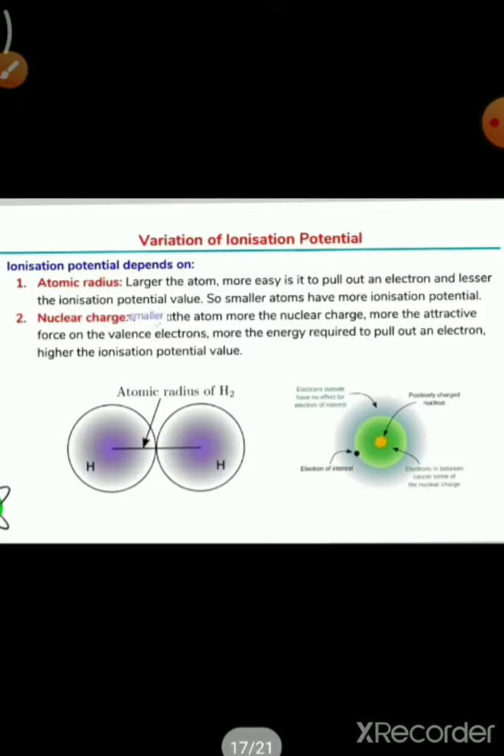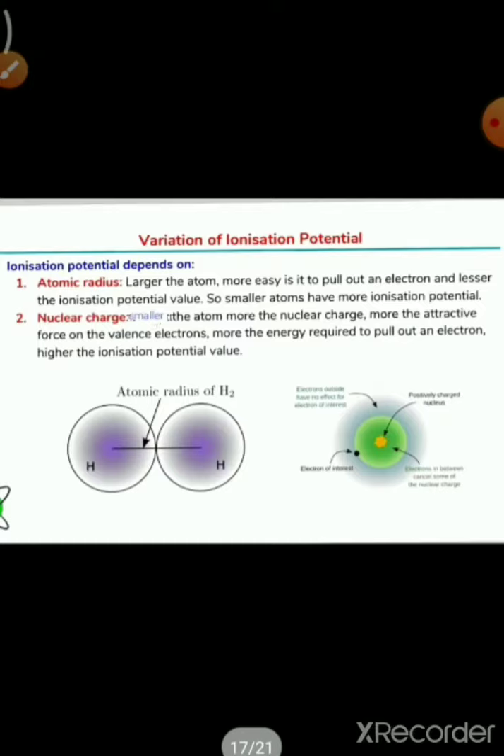So just now we have discussed in case of your atomic radius, smaller the atom means obviously the more nuclear charge will be there, and more nuclear charge means the attraction between them is more, the attractive force on the valence electron. So more energy is required to remove the electron, and if more energy is required to remove the electron, obviously the higher ionization potential value is needed.